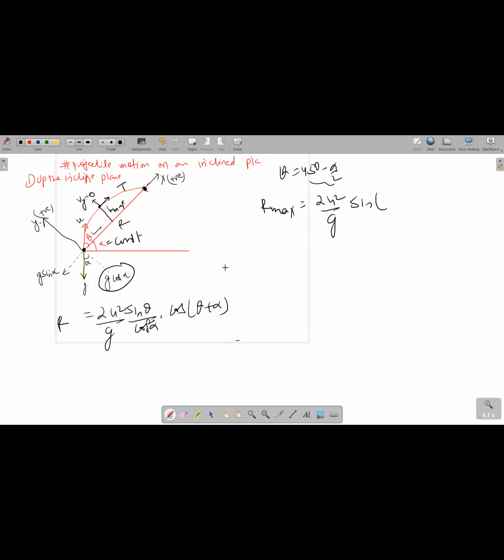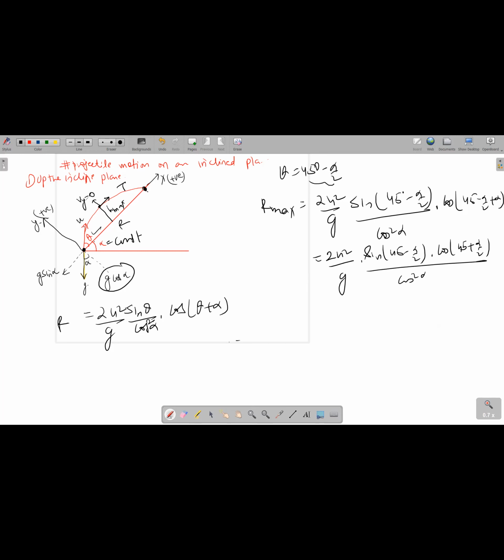For theta, put this thing in this expression. Sine of 45 degrees minus alpha by 2, upon this cos square alpha. This is cos of theta plus alpha. So for theta, you put 45 minus alpha by 2, and plus alpha. So here 2u squared upon g, and this is sine 45 minus alpha by 2, cos 45 plus alpha by 2, upon cos square alpha. Now you can see u square upon g cos square alpha.